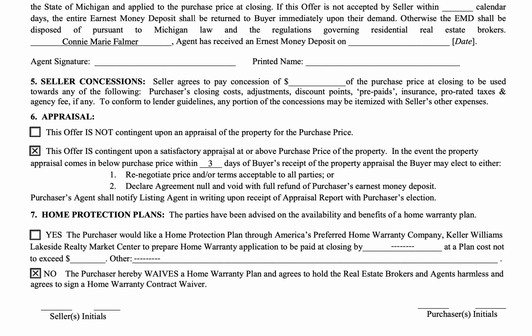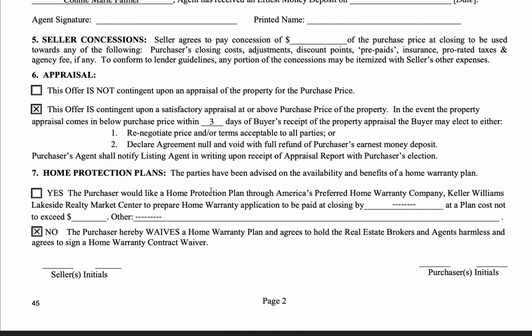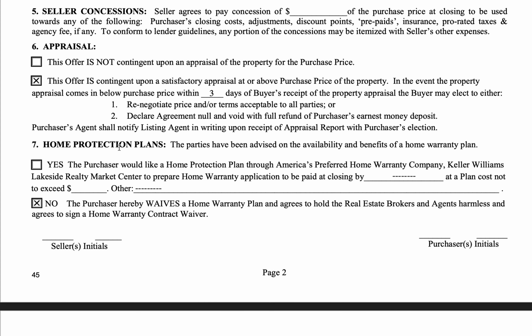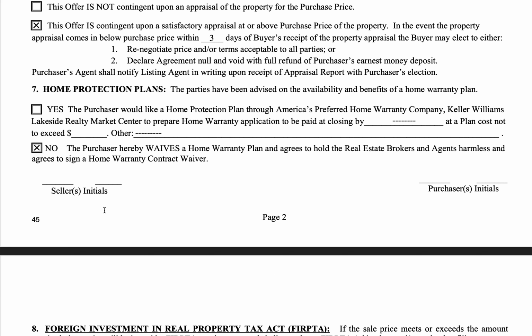If for some reason their appraisal comes in below purchase price, then typically I put 3 days in this section, and we would have 3 days to renegotiate with the seller or back out of the deal if we can't come to terms. Number 7 is going to be home protection plans. You can either request that the seller pay for it, you can pay for it yourself, or you can mark that no, you're waiving the home warranty plan option.